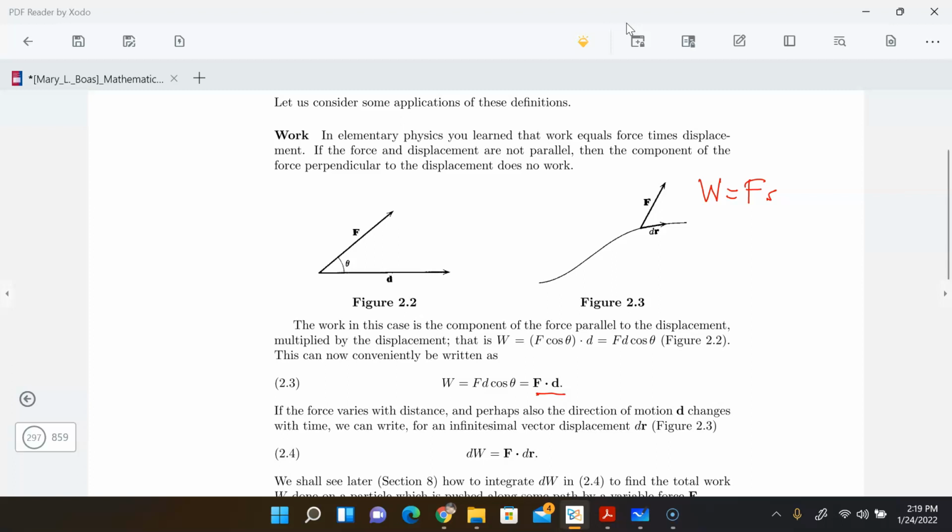Or it could be in an infinitesimal sense, where your force is acting on a particular path. So in this particular case, the differential of the work done is given by F dot dr. Okay, are you seeing the cursor, the white cursor moving? Somebody?